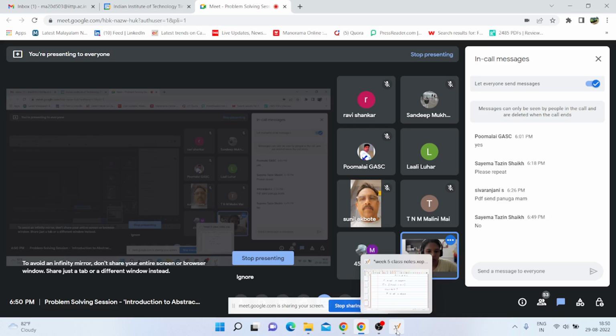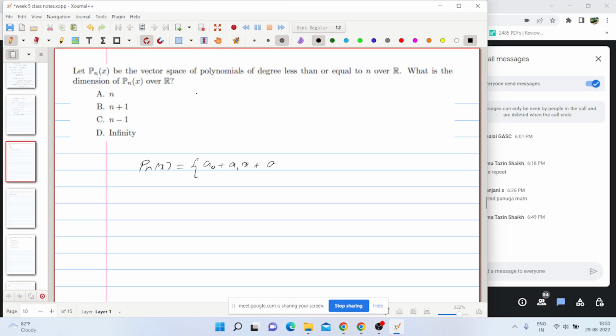Here the question is, if Pn(x) denotes the vector space of all polynomials of degree less than or equal to n over R. That is, Pn(x) we can write as a0 plus a1x plus a2x squared plus etc. plus a(n-1) x to the power n minus 1 plus an x to the power n, with ai belonging to R. This is the vector space over R, so we are taking the coefficients over R.